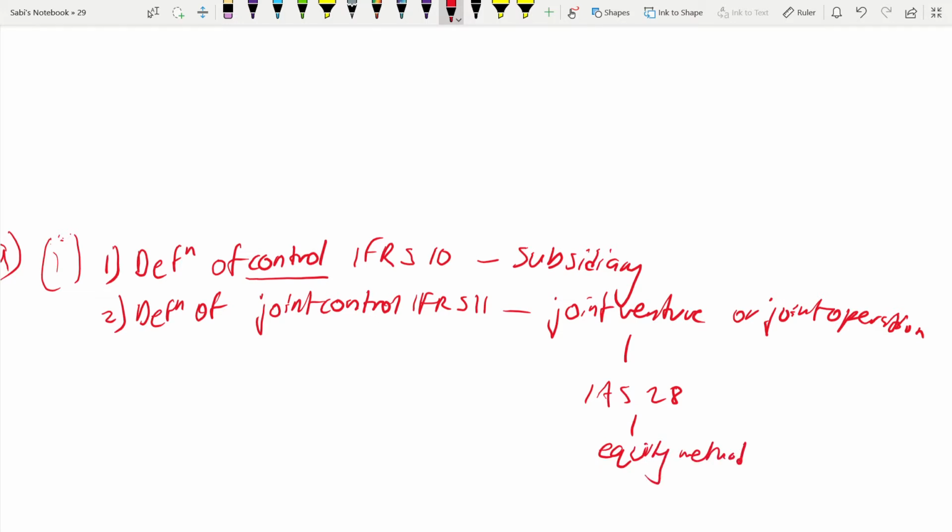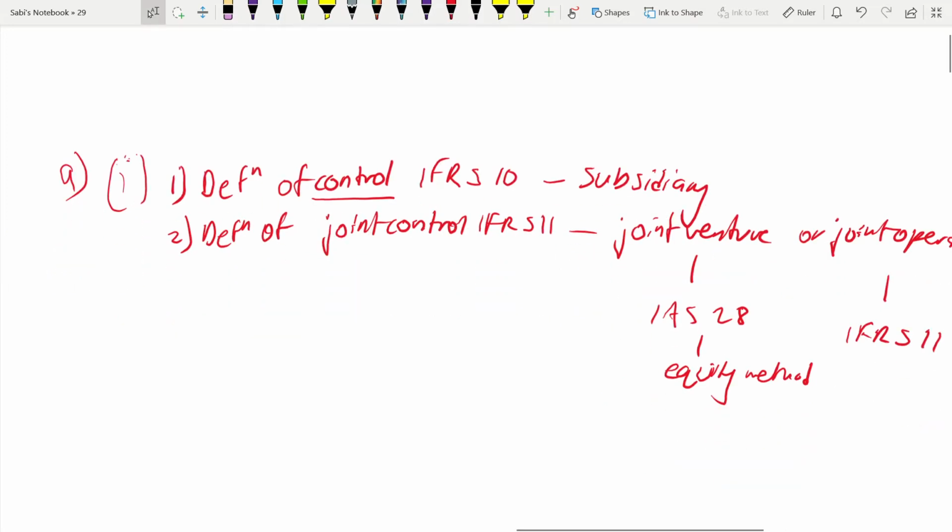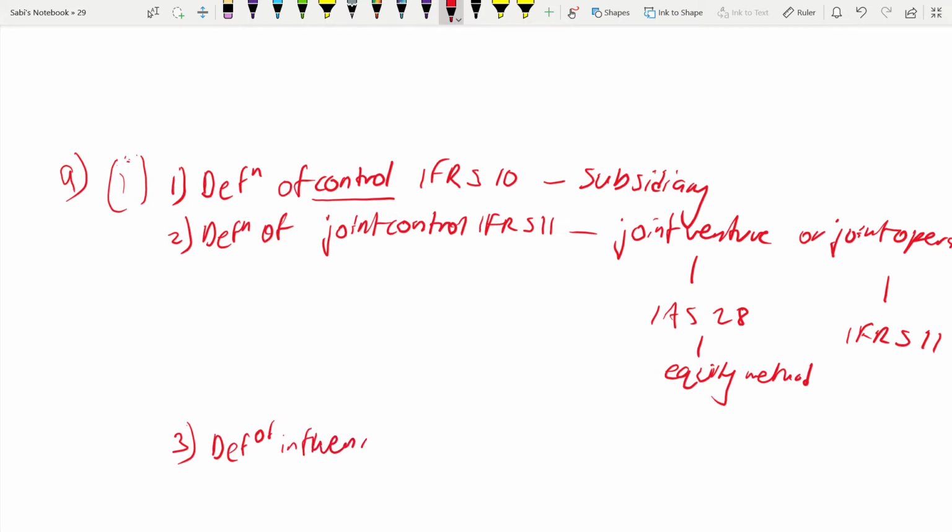This is all you have to write in your sentences, in your paragraphs. I'm not writing the whole answer, but I'm just showing you the breakdown of it. If it's a joint operation, then IFRS 11: you have to take the proportion of revenue, cost and all those things. Now the third step. You might not reach that third step, but it depends. If it's not control, and joint control is also not there, then comes associate. Whether it is an associate or not, the definition of influence. So that means he is an associate or not. If associate, equity method.